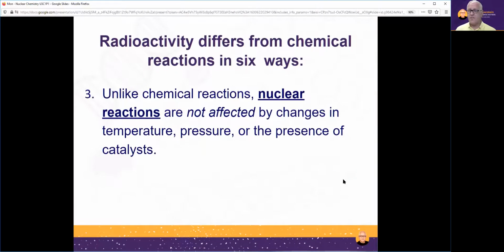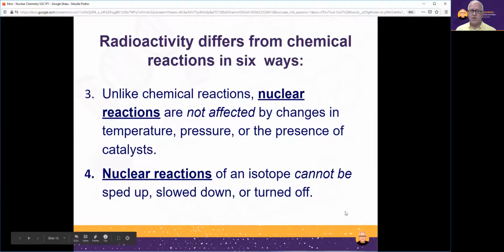Way 3. Unlike chemical reactions, nuclear reactions are not affected by changes in temperature, pressure, or the presence of catalysts. When we get into our unit on reactions, we'll see that pressure and temperature do have an effect on those chemical reactions, but nuclear reactions are not affected by changes in temperature, pressure, or the presence of catalysts.